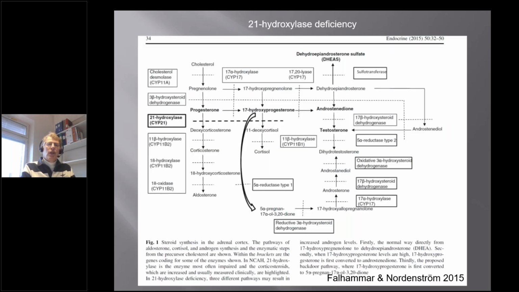So here is a scheme which you all have seen of the steroid synthesis. In 21-hydroxylase deficiency, it's 21-hydroxylase that is deficient. And then you will have high progesterone, which will affect the fertility in females, and 17-OHP, which will be converted through different ways to androgens: androstenedione, testosterone, and DHEAS. And all the other enzymes you see there, 11 beta, 3 beta HSD, or 17 hydroxylase, can all be deficient in different CAH variants, which are more rare.